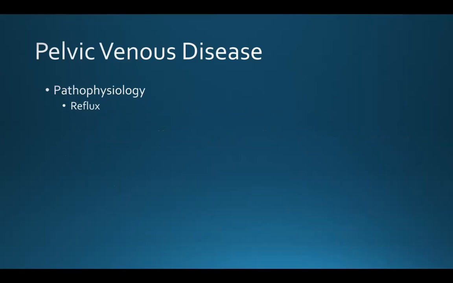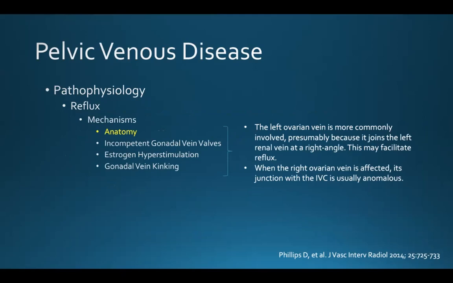Reflux can occur for several different reasons. The first relates to the anatomy of the venous system. When it comes to the ovarian component of the pelvic veins, the left ovarian vein is more commonly involved, presumably because it joins the left renal vein at a right angle, which I mentioned before. This configuration may facilitate reflux. When the right ovarian vein is affected, its junction with the inferior vena cava is usually anomalous.